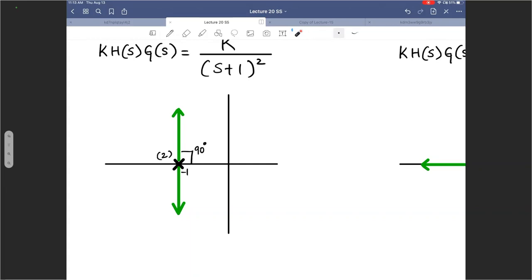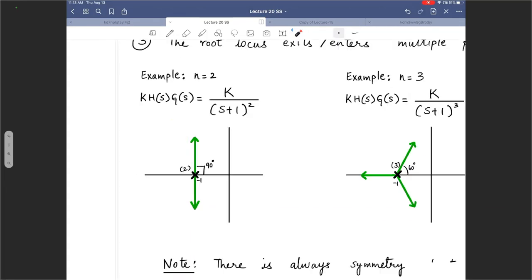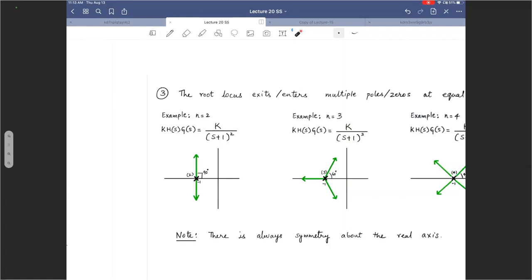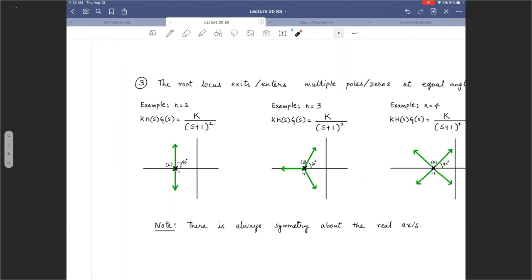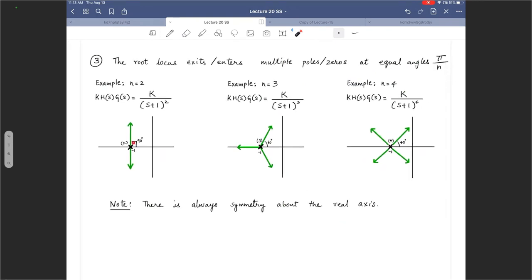And that angle is computed by using pi over n. So it depends on the number of poles. In this case, there are 2 poles, so it is going to exit out at 90 degrees. Over here, 3 poles, meaning 3 root locus branches starting at those 3 poles. One goes to the left, but 2 others will exit the real axis at angles pi over 3, so 60 degrees, and it is going to be symmetric about the real axis. There is always symmetry about the real axis.